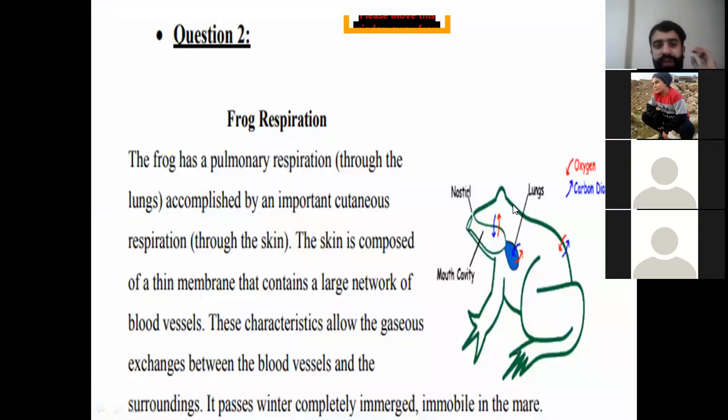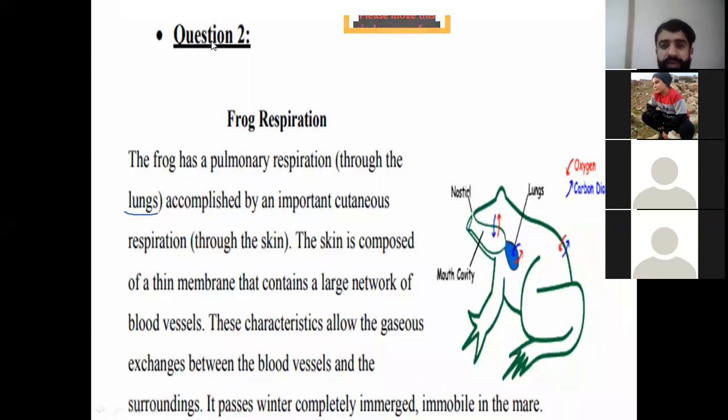Frog respiration. So the frog has two types. It has pulmonary respiration through the lungs, accompanied by important cutaneous respiration, and the skin is composed of a thin membrane that contains a large network of blood vessels. So here we have a skin that contains a large network of blood vessels. These characteristics allow the gaseous exchange between the blood vessels and the surroundings. It passes winter completely immersed, immobile, not moving in the air.